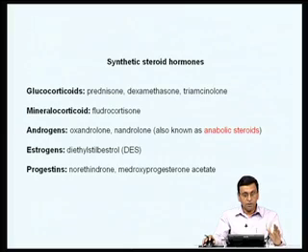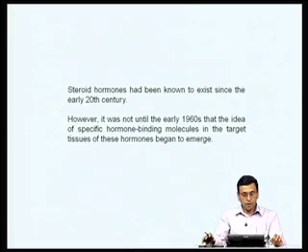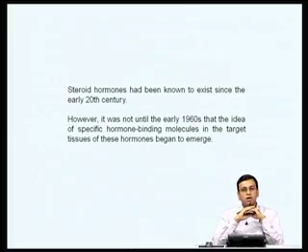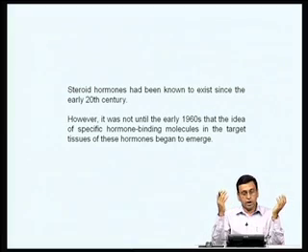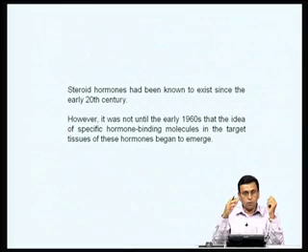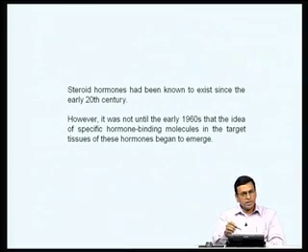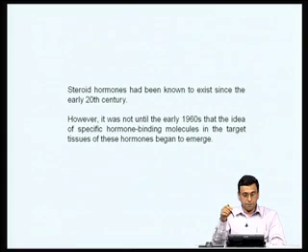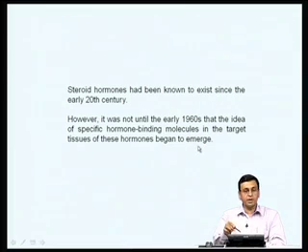Now, steroid hormones have been around for a long time. In fact, steroid hormones have been known to exist since the early 20th century. However, it is only in the early 1960s and especially in the late 1980s that the molecular mechanism of action of the steroid hormones really became very clear. It was not until the early 1960s that the idea of specific hormone binding molecules in the target tissue of these hormones began to emerge.